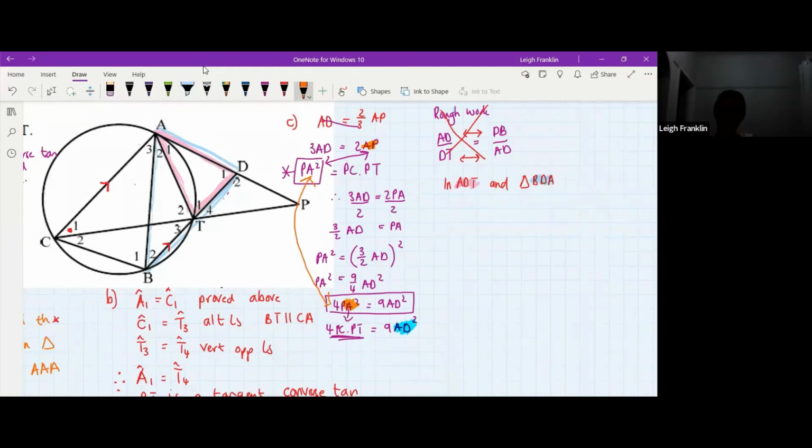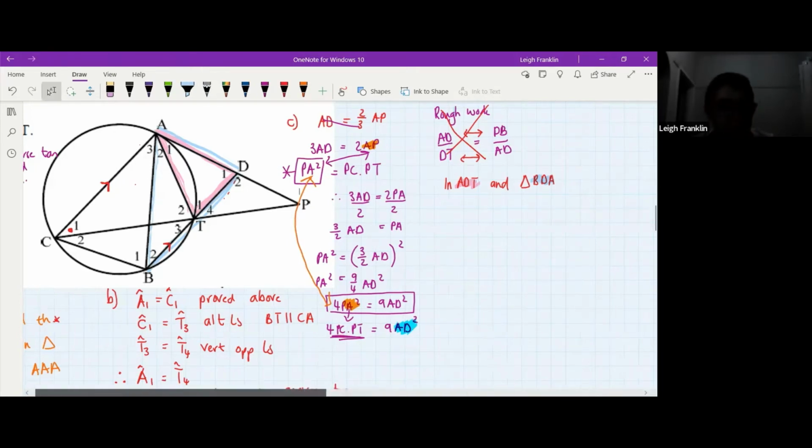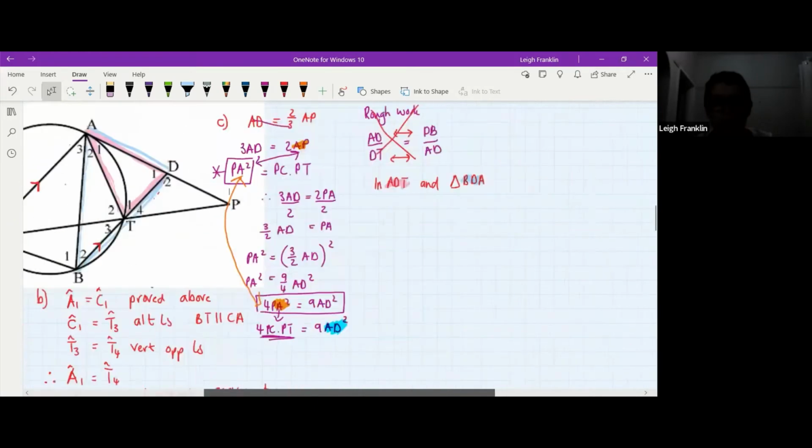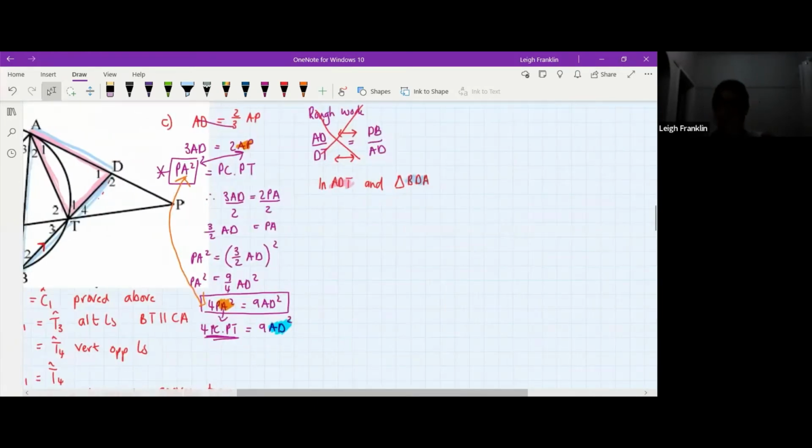And now that I can see that in my answer, I've got AD squared is equal to 4PC times PT. I can see that this 4PC times PT is the link between the left-hand side and the right-hand side. So that's why I'm now trying to link together AD squared with what they gave me in the question, which was DT and DB. All right, now I know which triangles I'm working in. I'm going to prove that they're similar, and then I'm going to be able to go from there.